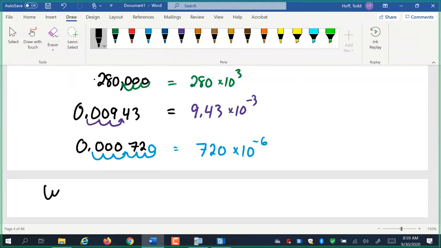So the big question is, why? Why do we have this engineering notation? Scientific notation kind of made sense. It's the place values of our leading digit. Why is engineering notation even a thing?